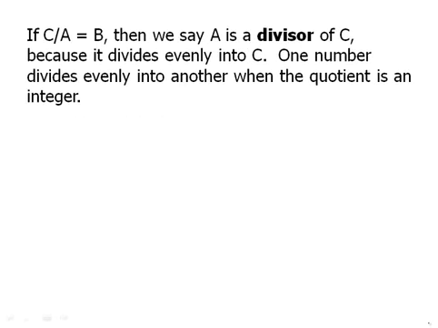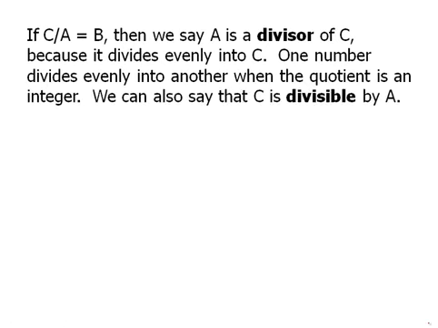If c divided by a equals b, so in other words, we can perform this division and the output of the division is still an integer, then we say that a is a divisor of c because it divides evenly into c. One number divides evenly into another when the quotient is an integer. We can also say that c is divisible by a.